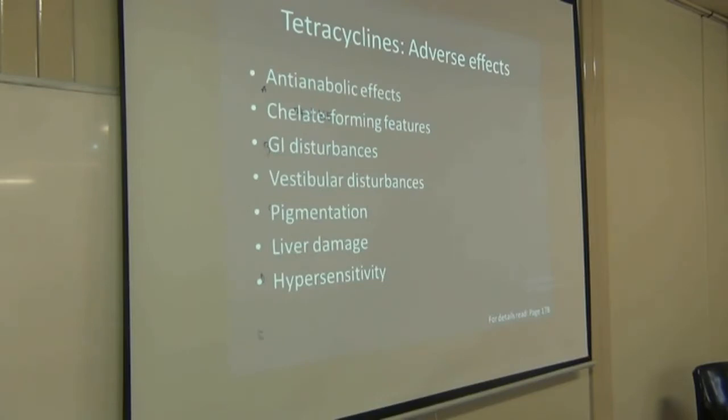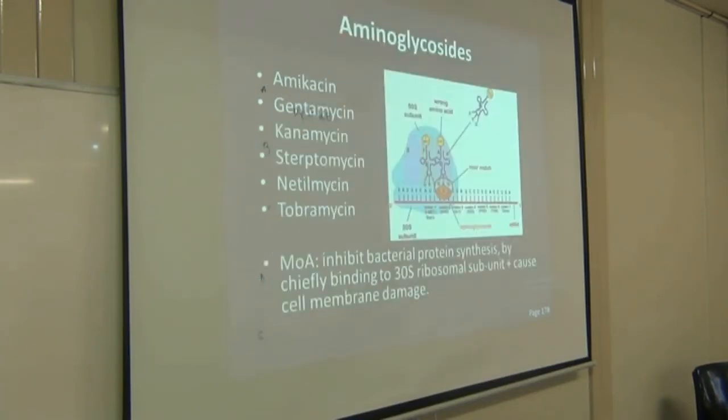Okay. The most problematic is that it chelates with positively charged ions. So if you take it with acids or if you take it with milk, then it will not be absorbed. Okay? Because it is a broad spectrum antibiotic, it causes GI disturbances as well. Some of the tetracyclines are more prone to causing vestibular disturbances in the ears, and many of your protein synthesis inhibitors also cause limited liver damage or hepatotoxicity. Not all, okay, but many of them also have that problem.